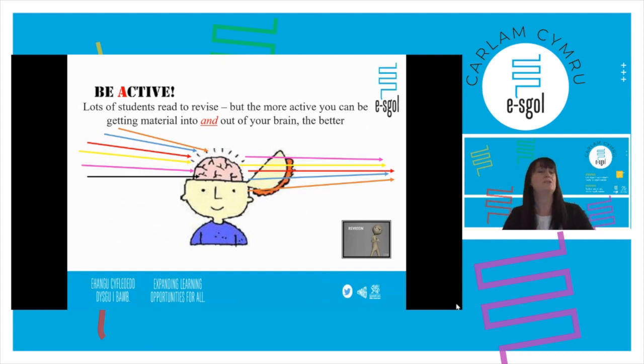Now, with your revision, it's really important to be active. Lots of students like to read to revise, but that is not revision. The more active you can be in getting the revision material in and out of your brain, the better.